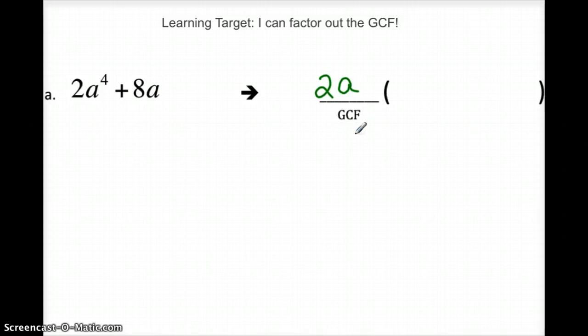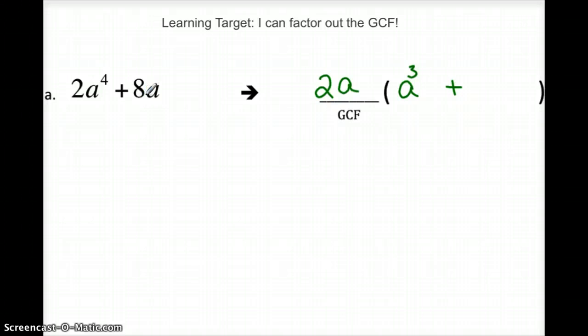Okay, so when we say factor out the GCF, literally we take it out. Okay, we factor it out. But then we can't forget about what's left. So after we take away this guy's 2 and one of his A's, he has 3 A's left, so A cubed.